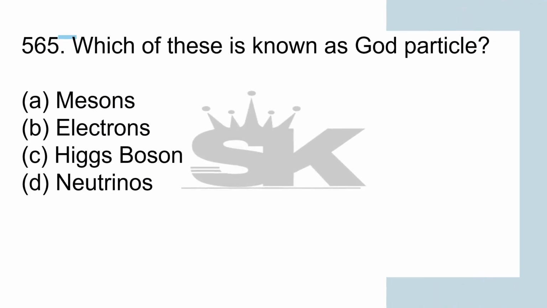Which of these is known as the God particle? God particles are Higgs boson. In 2012, scientists confirmed the detection of the long-sought Higgs boson, also known by its nickname, the God particle. The Large Hadron Collider is the most powerful particle accelerator on the planet. The particle helps give mass to all the elementary particles that have mass, such as electrons and protons.